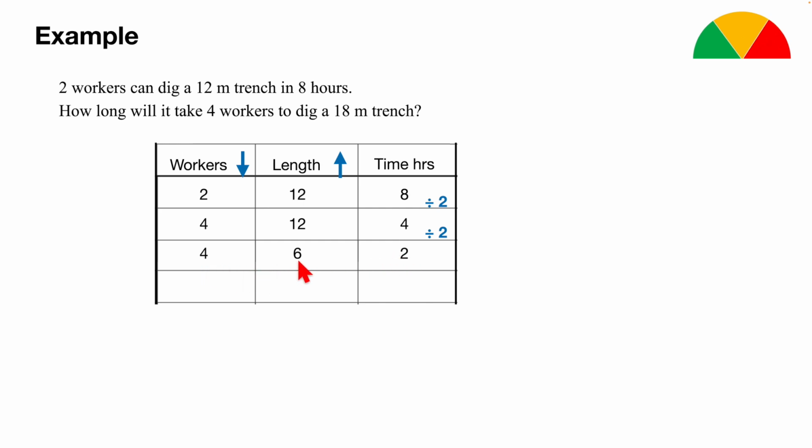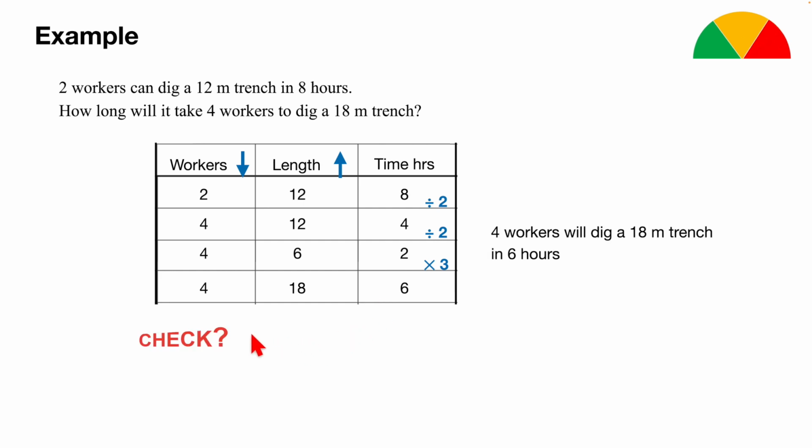And now I'm going to make this 18 metres. So I'm going to multiply it by 3. So I am going to multiply the work by 3. There's still 4 workers. So 4 workers will dig an 18-metre trench, and they'll take 6 hours about it.